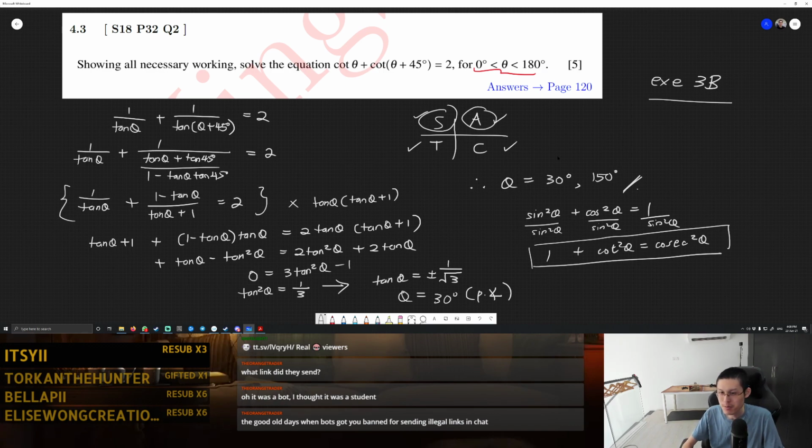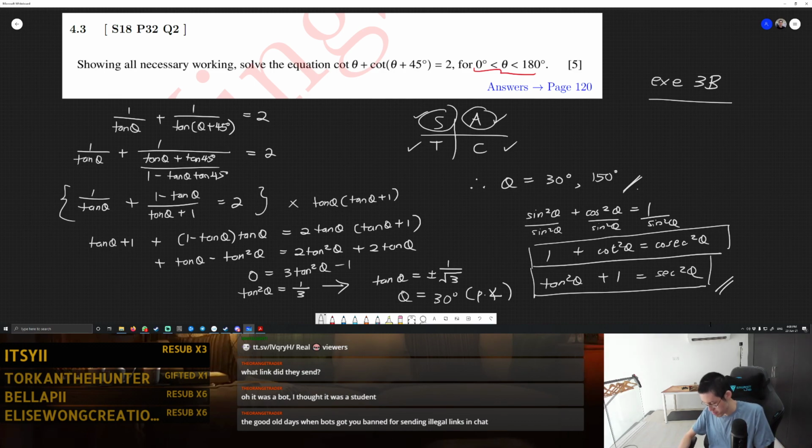So if I divide everything by cos squared theta instead, I'm going to get tangent squared theta plus 1 equals 1 divided by cos squared theta, which is secant squared theta. There we go. So that's how you get the 2 identities. But in any case, if you don't remember how to do this, you can always refer to your data booklet, because it's all there.